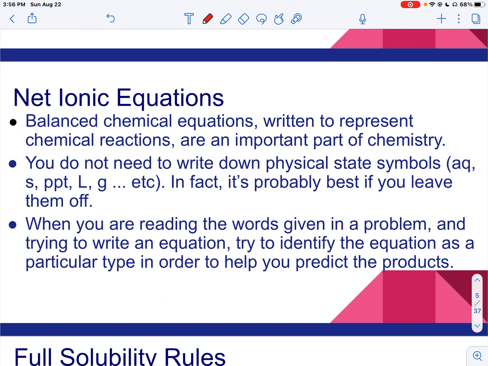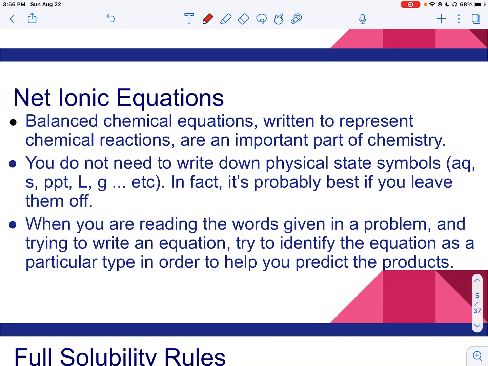Net ionic equations basically are when we take out the stuff that doesn't react. So we take a chemical reaction, we start with a balanced chemical reaction, and you then cross out the stuff that doesn't react. You do not have to write states of matter. You quite frankly should not, because it gets you into trouble. Don't write more than you need to.